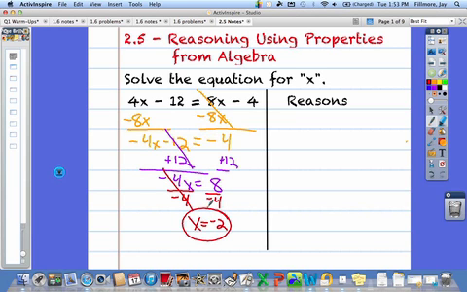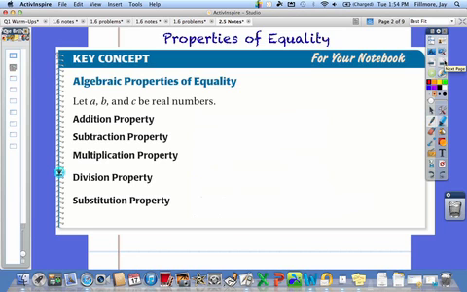Now, as far as reasons go, we're going to look at different properties we can use to state as reasons for all of our steps. Those properties are as follows, and we'll come back to that problem. They're all called properties of equality because these properties say what you can do and make an equation still remain equal. So for example, the addition property.